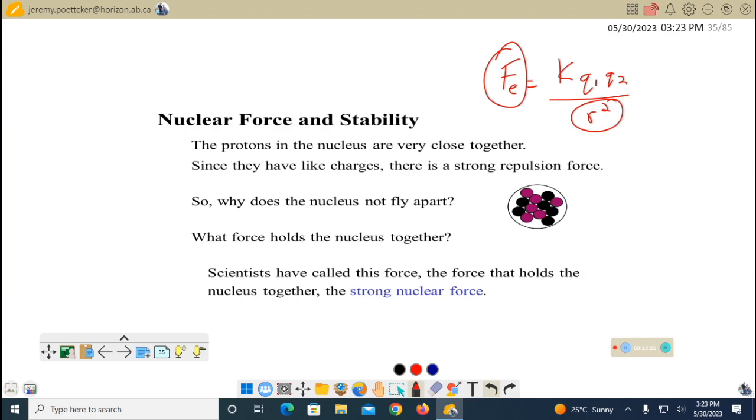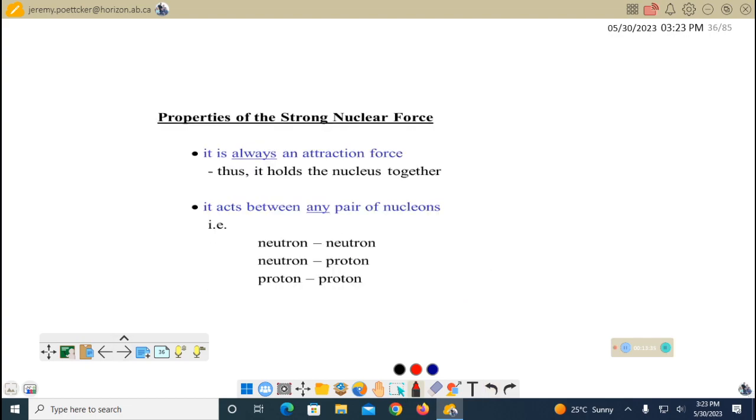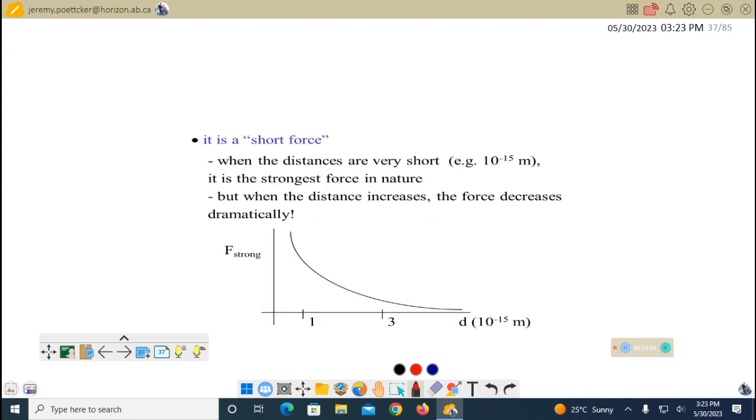And scientists have called this force, the force that holds the nucleus together, the strong nuclear force. Very creative right there. It's a strong force, so let's call it strong. It is always an attractive force, which makes sense. It holds the nucleus together. And it acts between any pair of nucleons: neutron-neutron, neutron-proton, or proton-proton. Whether we say proton-neutron or neutron-proton, that's the same. Order doesn't matter.